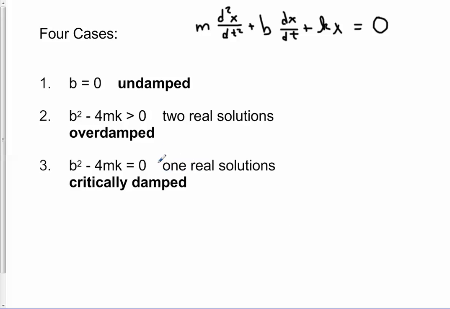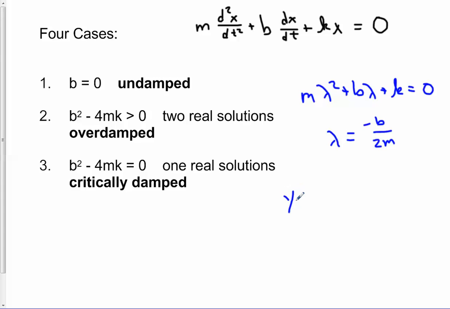Of course, the next case is where we get one real solution. b squared minus 4mk equals 0, right? So the thing under the square root equals 0, so we only get one answer when we look at our m lambda squared plus b lambda plus k equals 0 equation. We get one answer. And in fact, what we get is, if the square root part of the quadratic formula is 0, we would just get negative b over 2m. The plus or minus part would not be there because it would be 0.